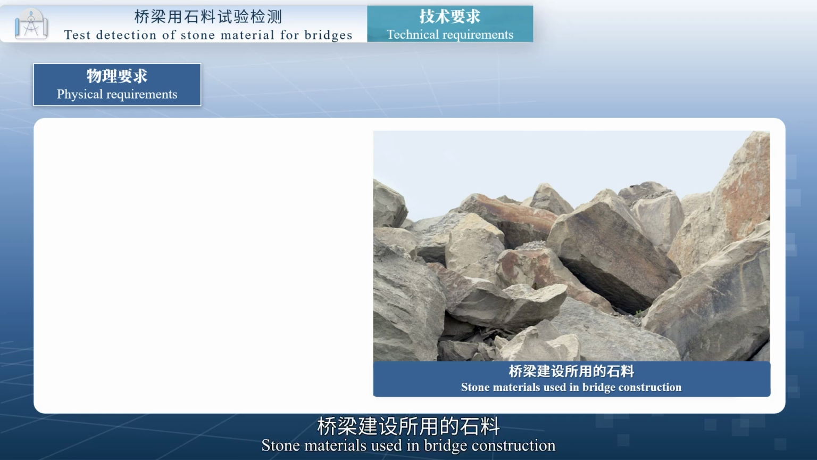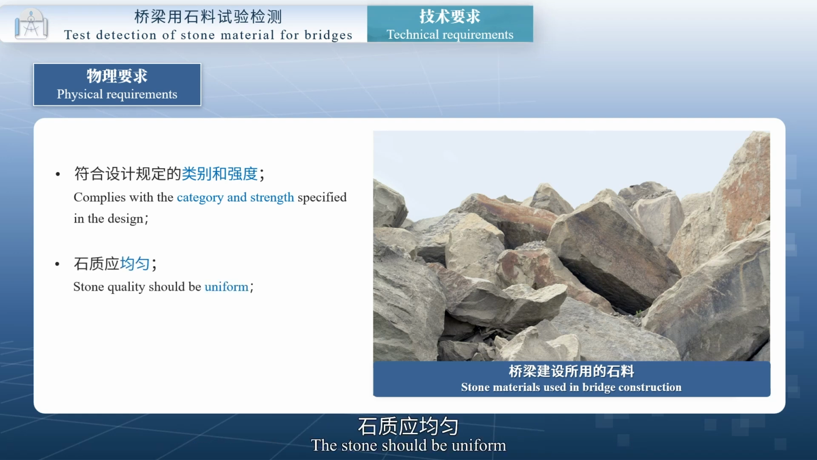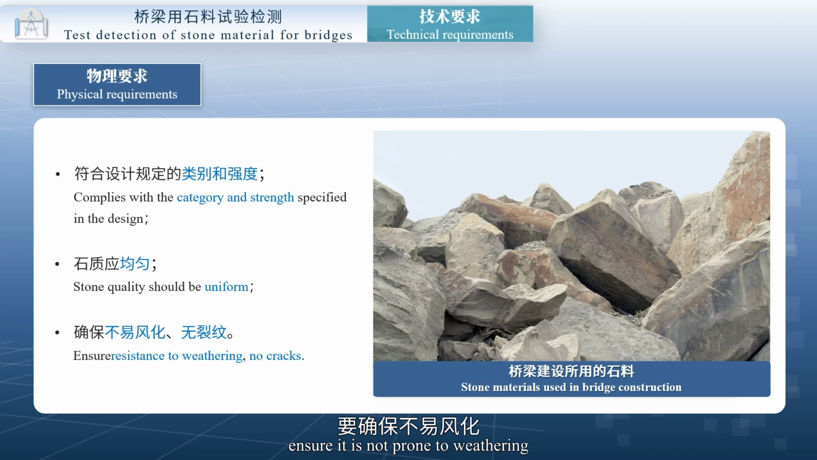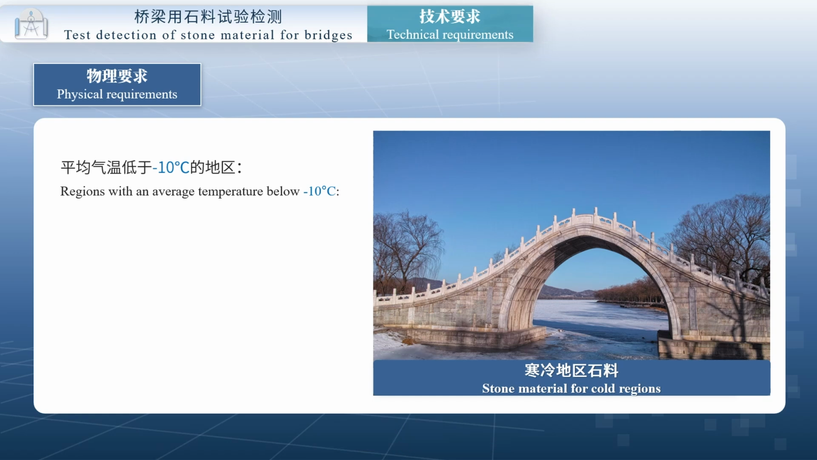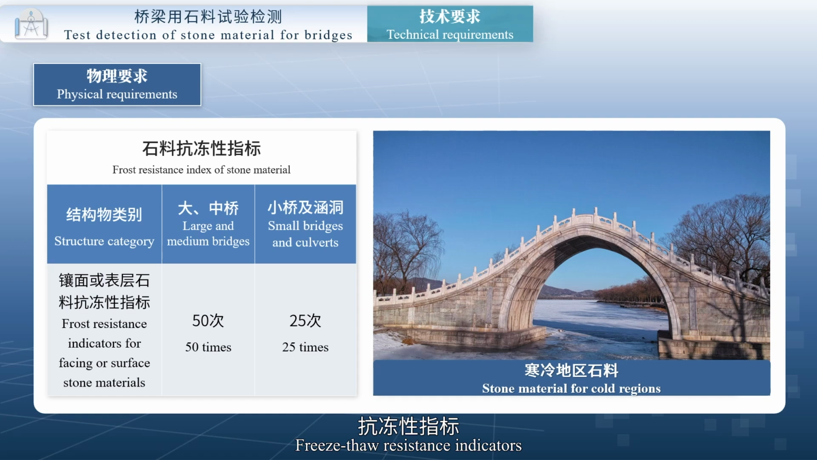1. Stone materials used in bridge construction should comply with the category and strength specified in the design. The stone should be uniform, not prone to weathering, and free of cracking. 2. In regions where the average January temperature is below freezing, except for arid regions and non-freezing locations, the stone and concrete materials used must pass the freeze-thaw test. Only those meeting freeze-thaw resistance standards can be used. Freeze-thaw resistance indicators should comply with the regulations in the table below.